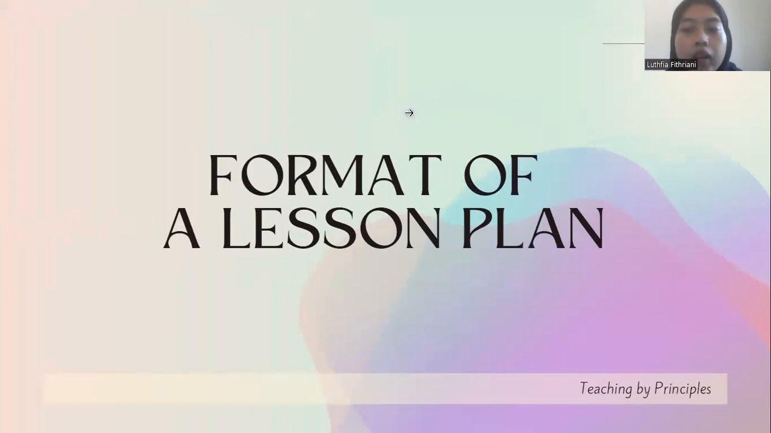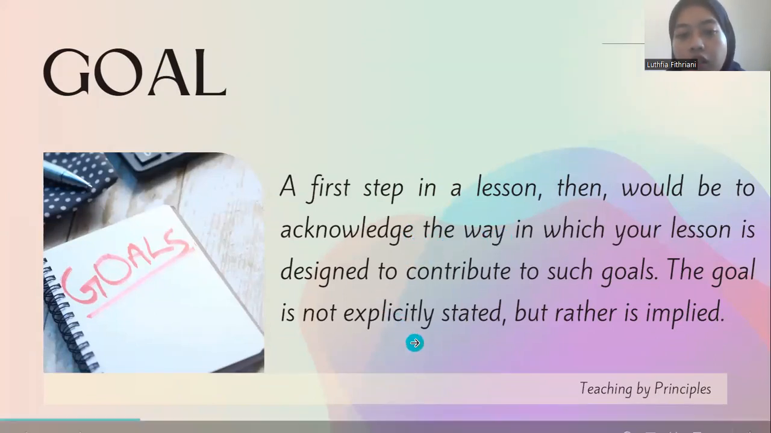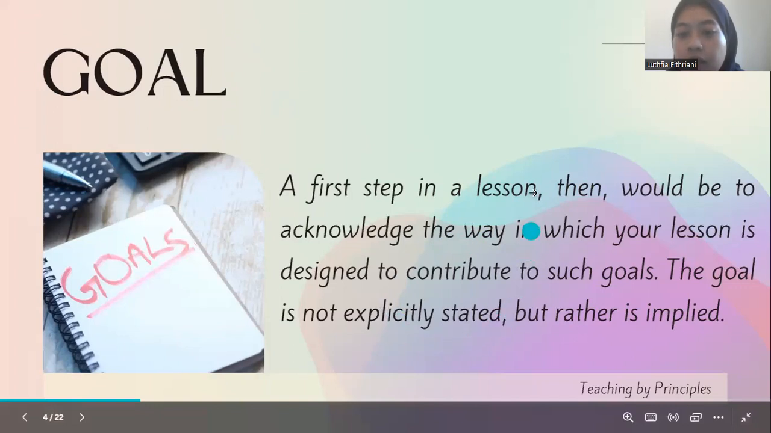There are some components or instruments that must be included in a lesson plan. What are they? The first is goal. A first step in a lesson then would be to acknowledge the way in which your lesson is designed to contribute to such goal. The goal is not explicitly stated, but rather it's implied.